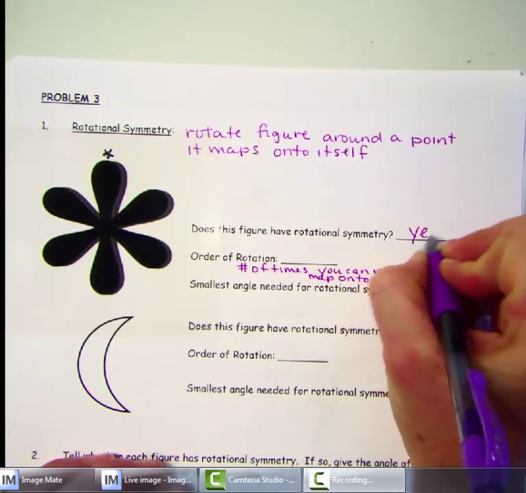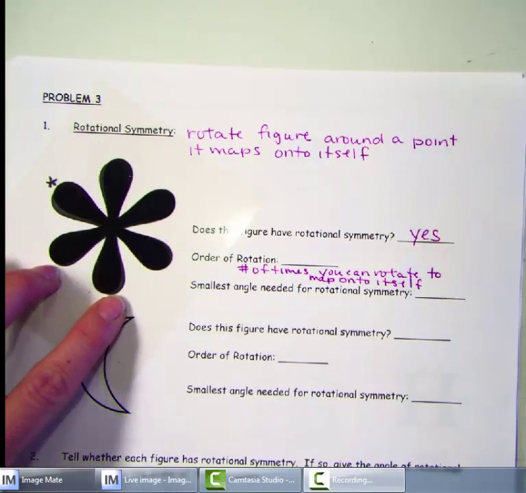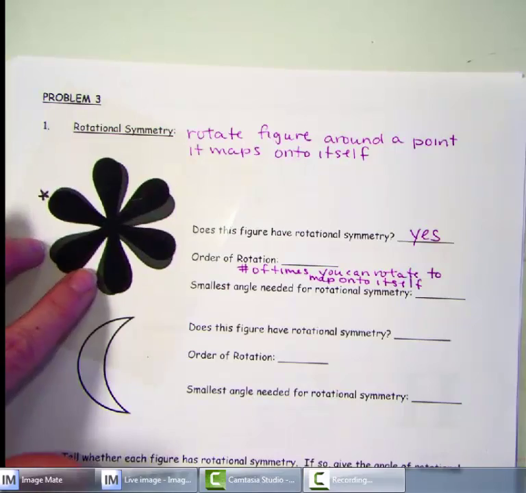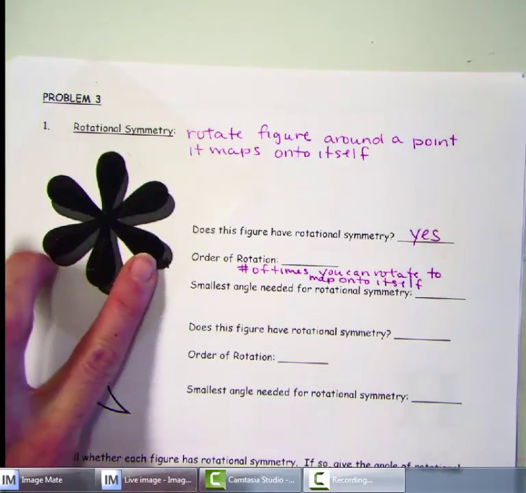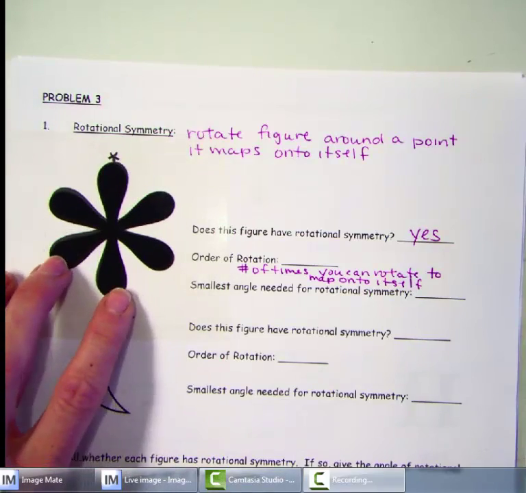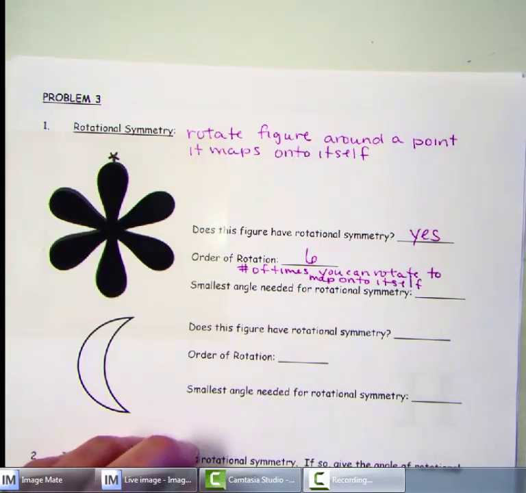So this figure we determined, yes, had rotational symmetry because you could turn it and have it map onto itself. And how many times can we turn it? 1, 2, 3, 4, 5, 6. That means the order of rotation is 6.